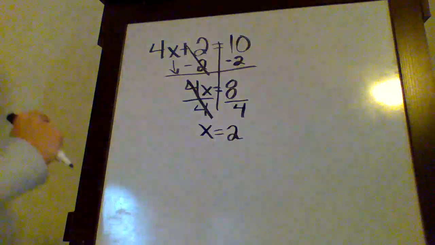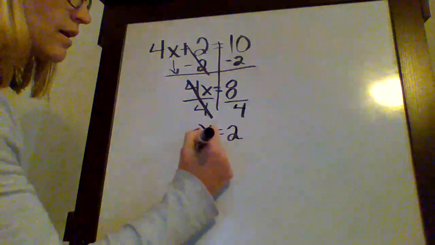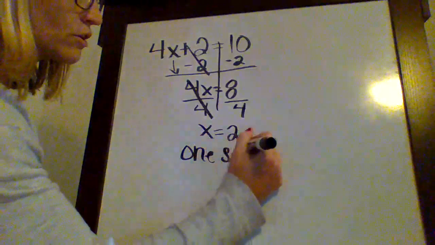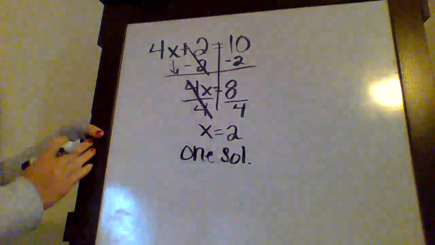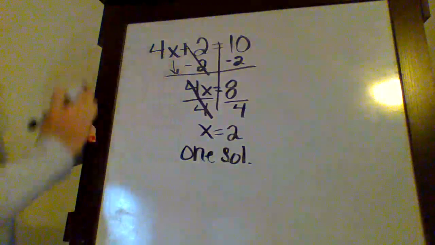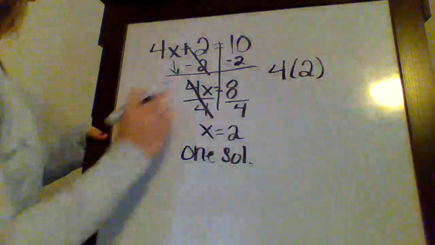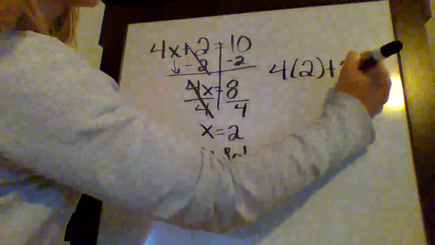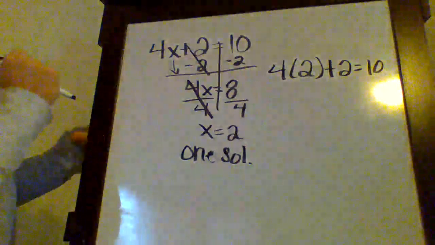When I have a variable equal to a specific number, that means this is a one solution equation. Meaning when I plug this back in to check it, 2 is the only number that will make this side equal 10. So if we were to check it, in place of x, we're plugging in our answer, and we want to know, does this side really equal 10?